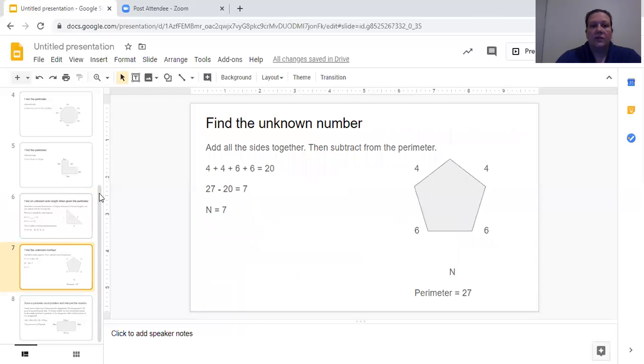We also need to find another unknown number. Again, we are adding all the sides together, and then we need to subtract from the perimeter. So 4 plus 4 plus 6 plus 6 is going to give us 20. And as you can see, the perimeter is 27, so we need to subtract 20 in order to get our answer of 7.